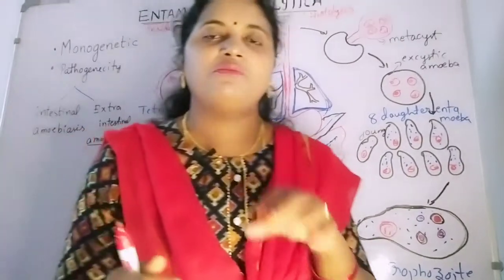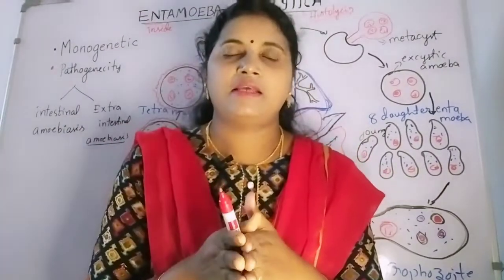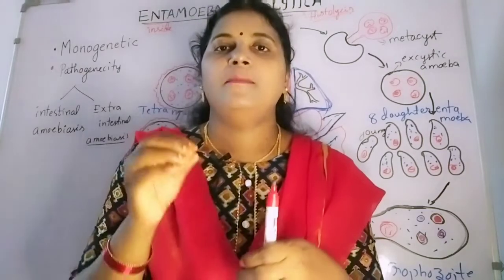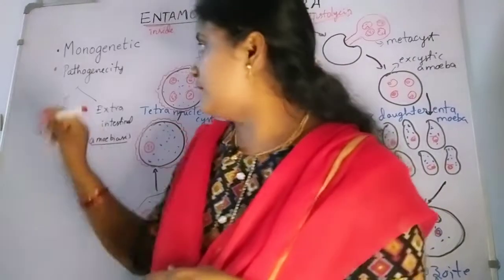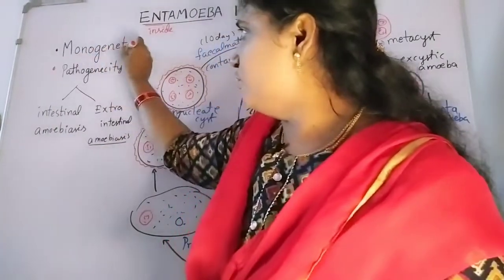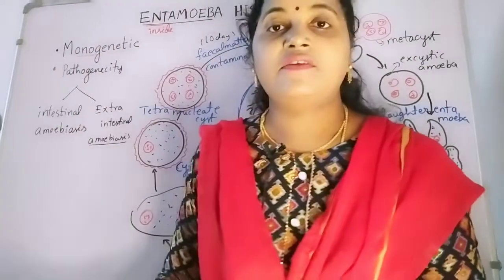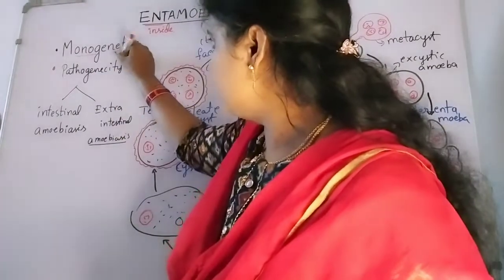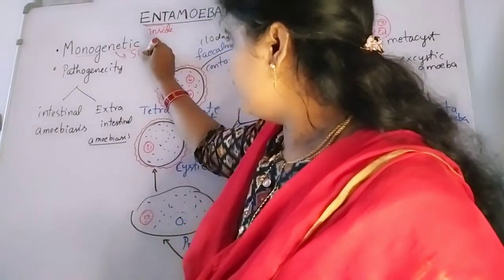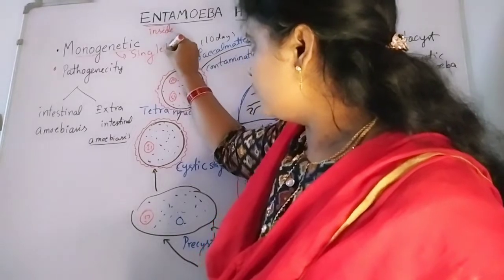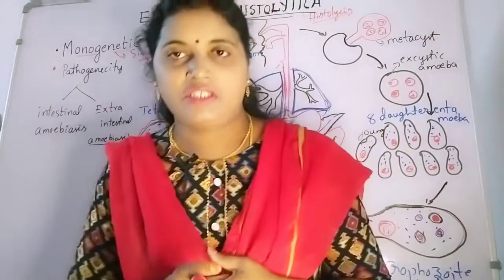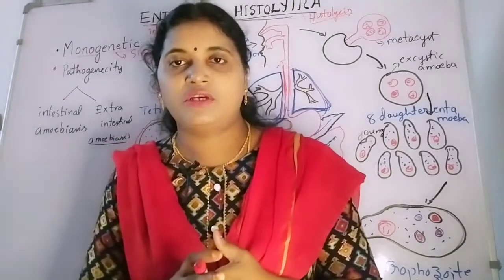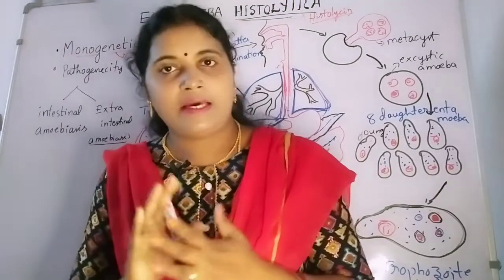Where is this Entamoeba going to live? The Entamoeba lives in man, only in one host. That's why it is monogenetic. Monogenetic means it lives in a single host. That's why Entamoeba histolytica is known as a monogenetic parasite.